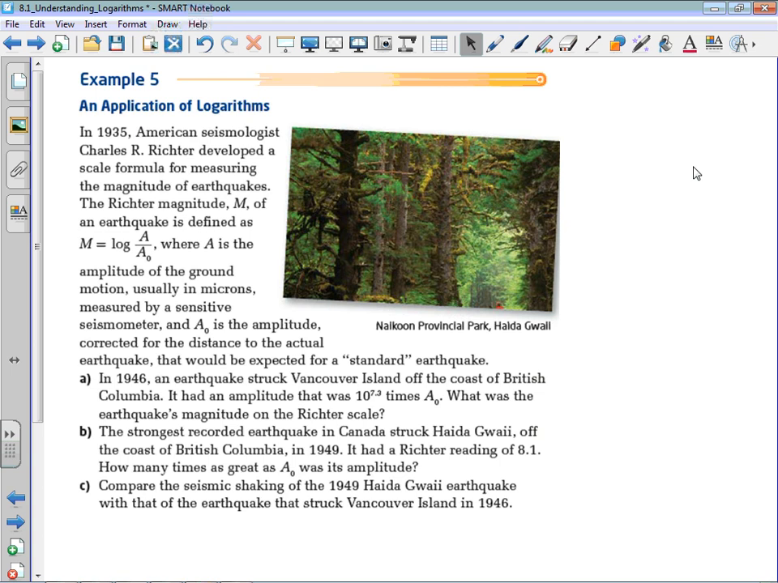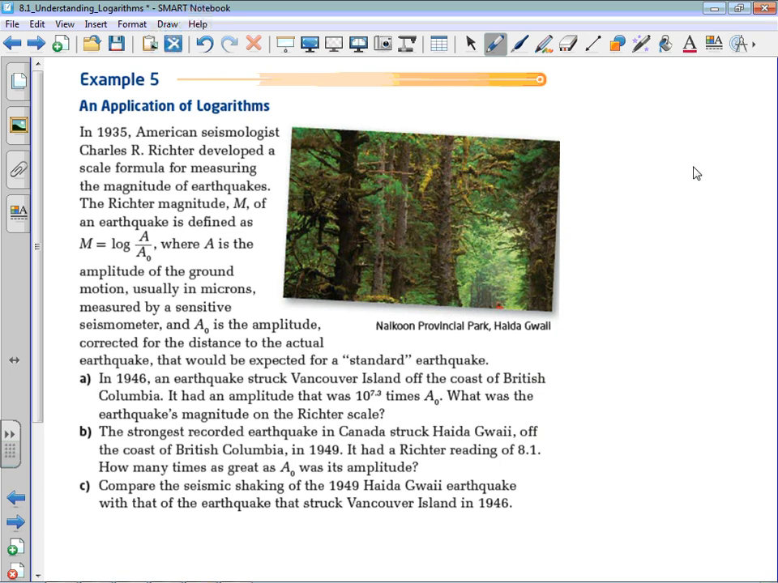Typically when we use a logarithmic scale, it's because there's a very, very large range of values that are tough to graph with any type of meaning. So in this case, we are talking about the magnitude of an earthquake being equal to log base 10 of the amplitude of the ground motion compared to what we call a base amplitude. A naught is the amplitude corrected for the distance to the actual earthquake. I like thinking of A naught as a baseline earthquake, the smallest earthquake possible. We'll see that in a decibel question a little bit later as well.